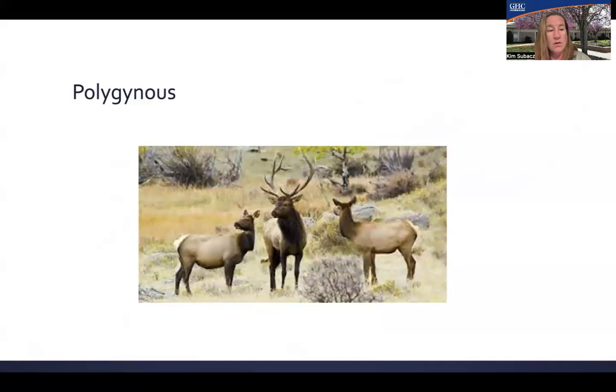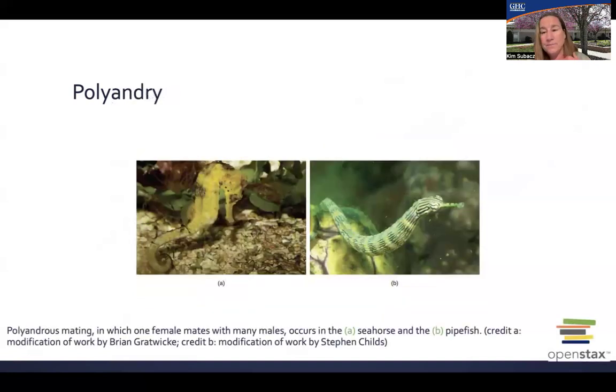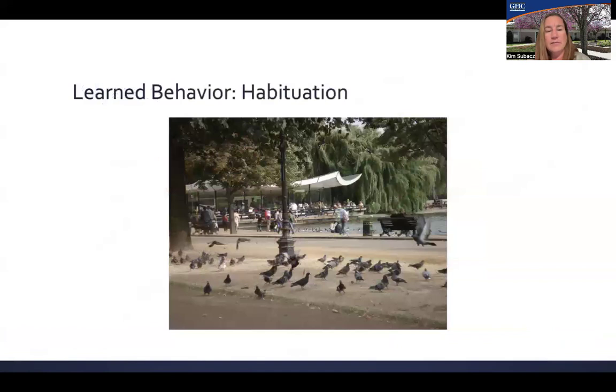Then we've got elk, polygynous, where they've got many females and one male, in his harem or his herd. Polyandry, where we've got one female and several males. With these guys, the males raise the young, so the female will come along and lay her eggs, and he'll fertilize the eggs and raise little babies in his little pouch. This is polyandry's opposite.